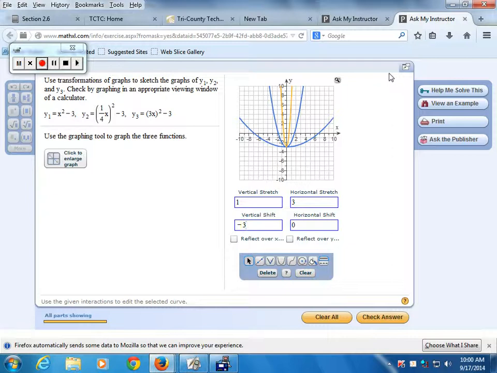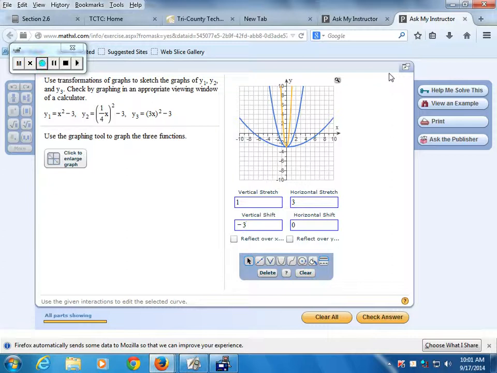Vertical stretch is compression. That's this, or this, whatever you want to call it. What are you making it? Narrow. You're making it narrow. All right, so that's vertical stretch or compression. This is horizontal stretch or what? Vertical compression. So horizontal stretch would be this way or this way.